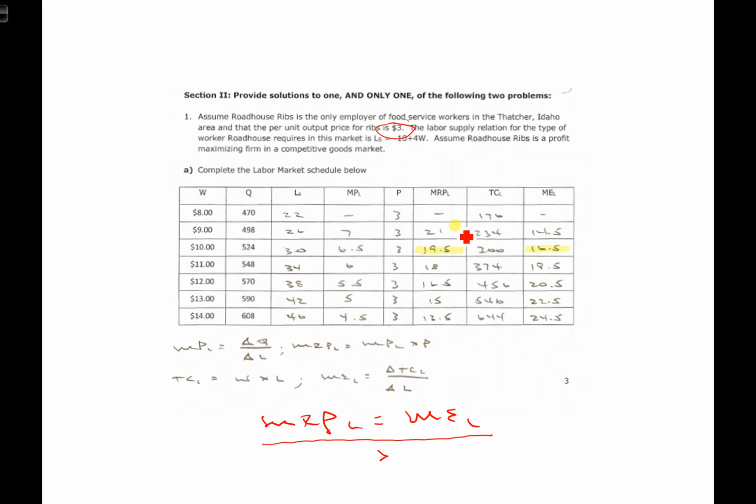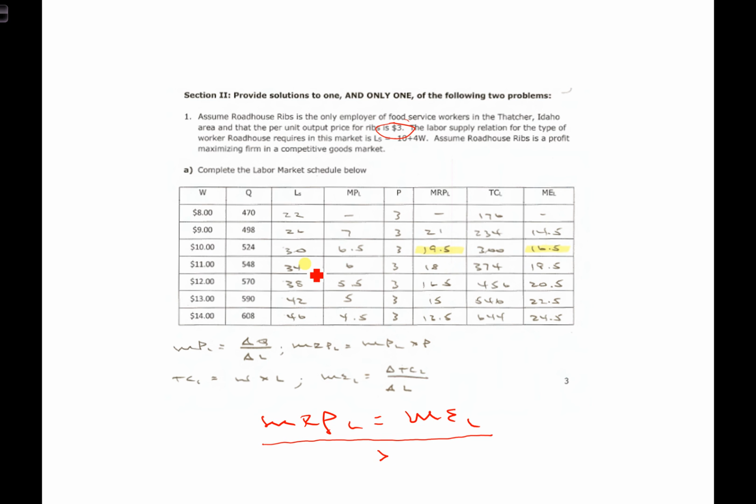Well, MRP of L clearly is greater than 14.5, but can we have more than 26 workers? And can we have more than 498 units of output? Well, if we go to 30 workers, 524 units of output, we're at 19.5 MRP of L, 16.5 ME of L. That still meets the condition. It's not equal, but it's greater than.